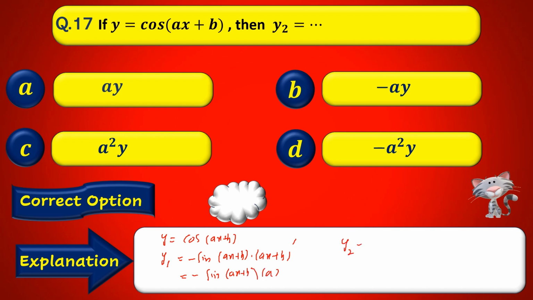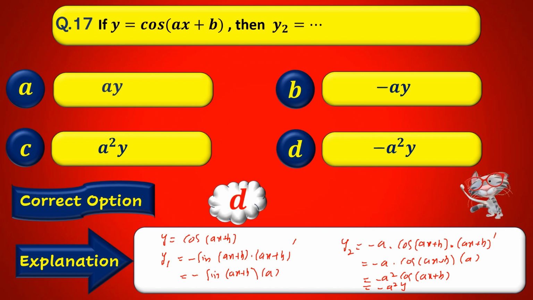Now for the second derivative, we write minus a and take the derivative of sine of ax plus b. The derivative of sine of ax plus b is cos of ax plus b into the derivative of ax plus b. The derivative of ax plus b is a, so it becomes minus a square cos of ax plus b, and cos of ax plus b is equal to y. So the correct option is minus a square y. The correct option is D.